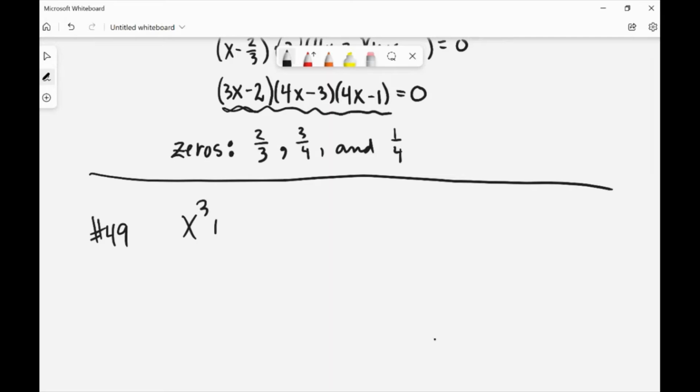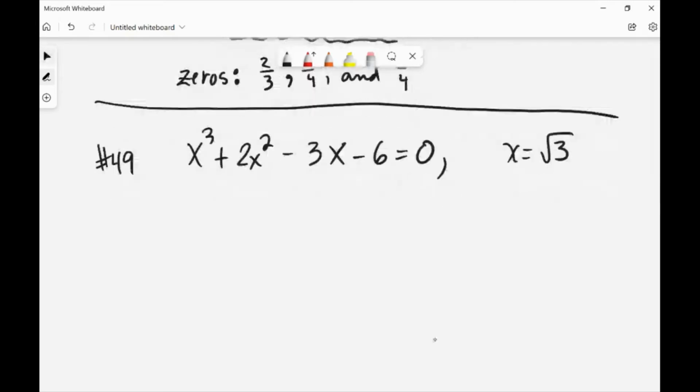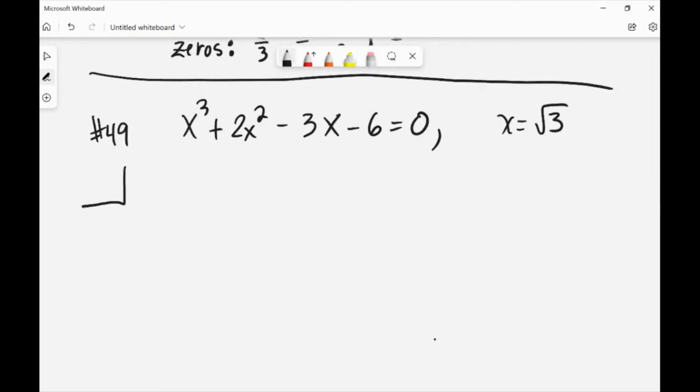X cubed plus 2x squared minus 3x minus 6 equals 0. X equals square root of 3. All right, again, other than Alicia, Kenneth, Nakiria, and Monisha, what is K when they write it like this? What is K? Square root of 3.